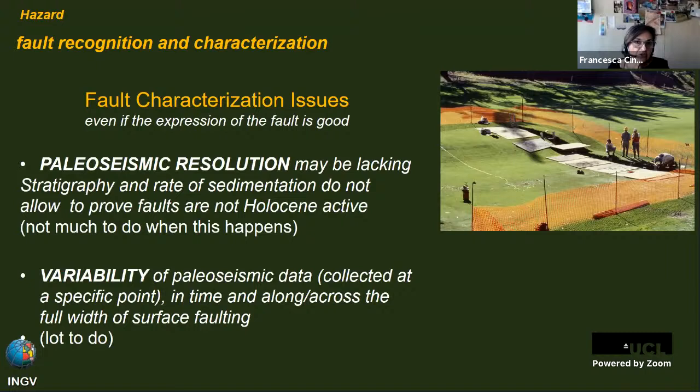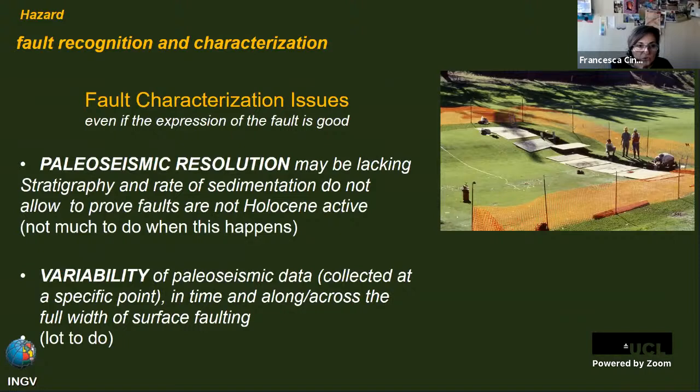Concerning the fault recognition and characterization, there can be some issues, even if the expression of the fault is good. Indeed, palaeoseismic resolution may be lacking. Stratigraphy and rate of sedimentation do not allow us to prove faults are not always active. So there's not much to do when this happens. So we just need to move on.